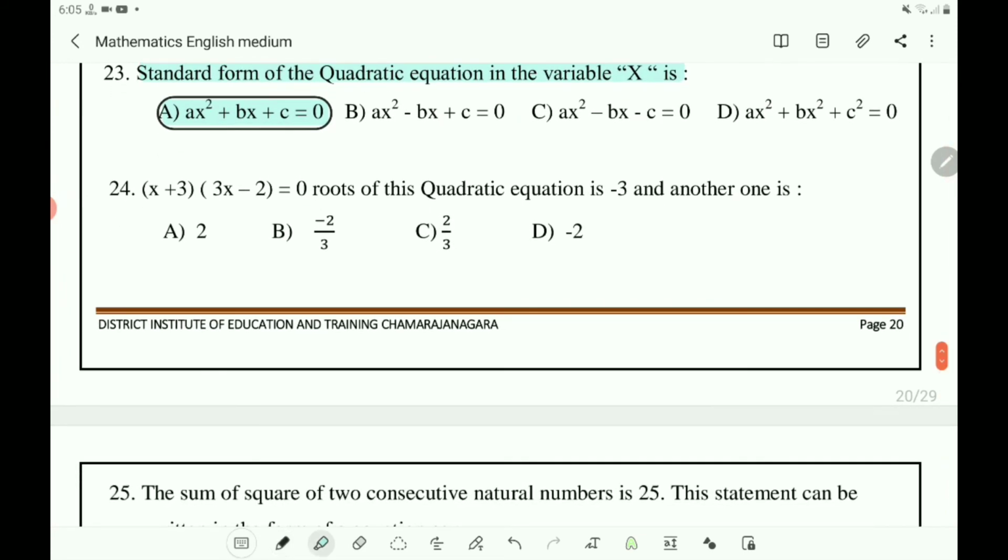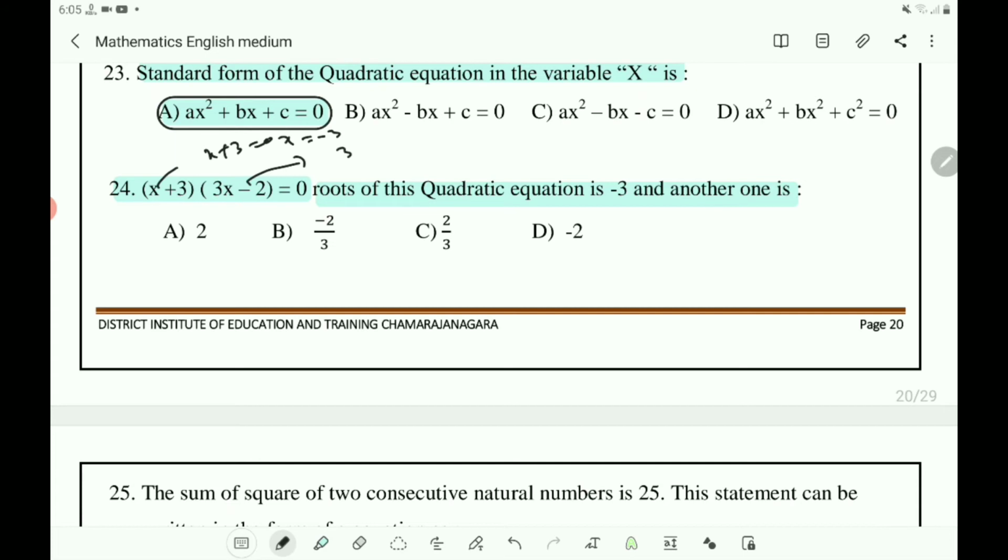Then you take the 24th question. (x plus 3)(3x minus 2) equals 0. One root of this quadratic equation is minus 3, and the other one is. How will you get the other one? Here one root is given, minus 3. You will get that by x plus 3 equals 0, so x equals minus 3.